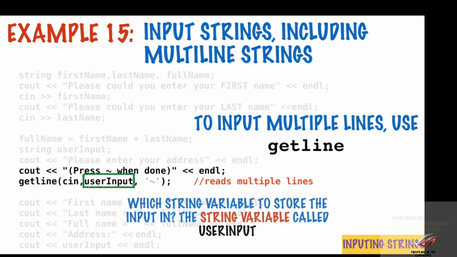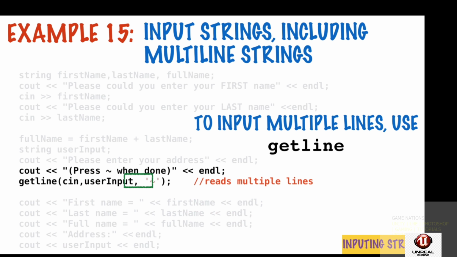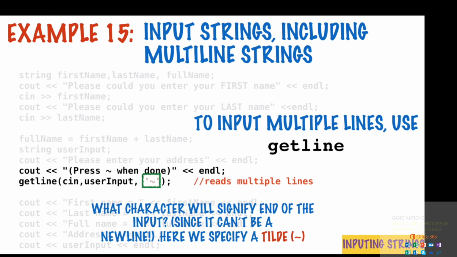The second argument is the string variable into which the output from that stream is to be placed. This string variable here is something that we call user input. And the third argument is the character which will signify that the end of the input has been reached. This is required because in a multi-line string, obviously, the default end of input character, which is just the enter or carriage return character, will not work. Here we specify a tilde.